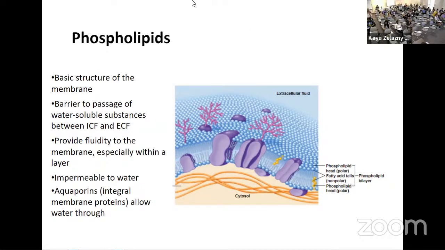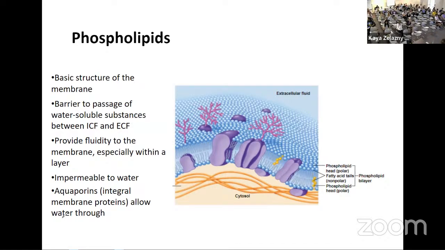Other things that the phospholipids are doing, providing some fluidity. So these stacked phospholipids right next to each other, those stacked fatty acid tails, that's part of what makes it jiggly. Okay? Technically, for sure, our phospholipids are impermeable to water. That hydrophobic region, that non-polar region, those fatty acid tails, they're repelling water.